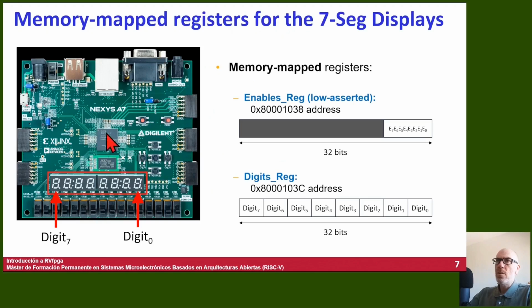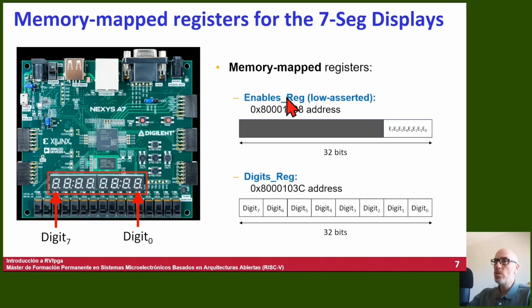Our Nexys A7 board has 8 7-segment digits numbered 0 to 7 from right to left. As we mentioned, the SoC has a controller to communicate with this device. It includes 2 registers. The enables register at address 80001038 and the digits register at 80001013.